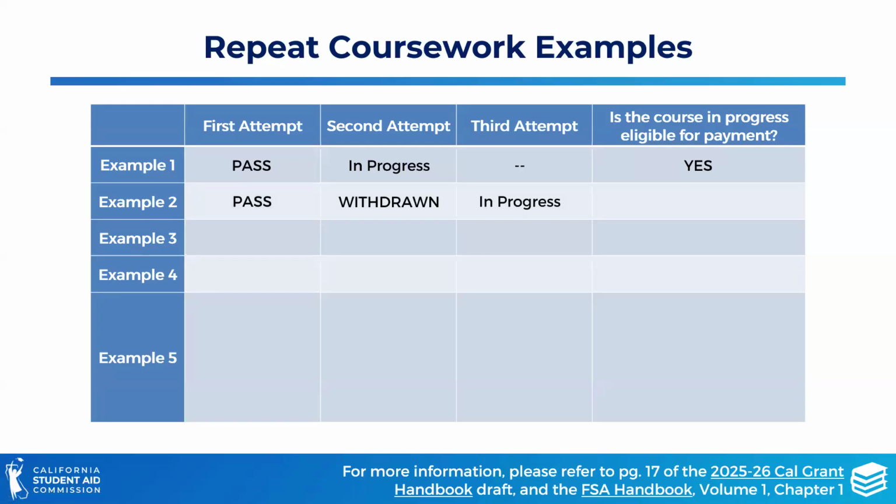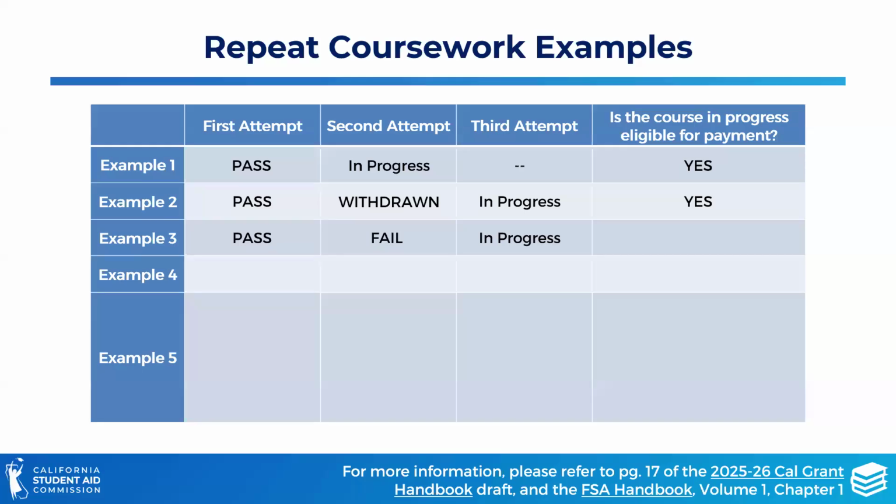In the next example, we have a student in their third attempt of the same class. In their first attempt, they passed the class. And in the second attempt, they withdrew partway through the term. During this third attempt, they are indeed eligible for Cal Grant because they have not passed it a second time.